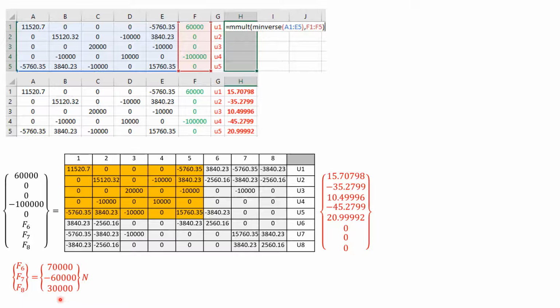Then the vertical component at LO is positive 30,000 upward. So this is also upward. The total upward reactions is 100,000, which is equal to the downward load, which is 100,000 newtons. So check. Then let's proceed to example 4.9.